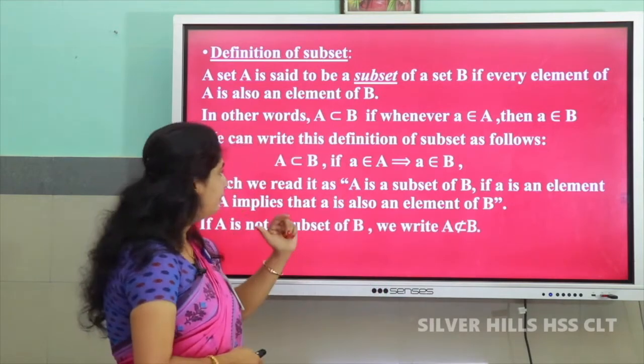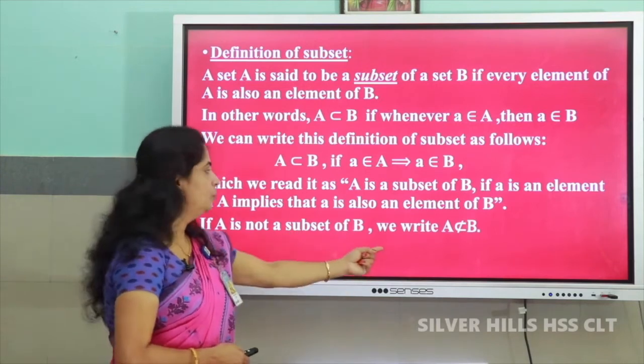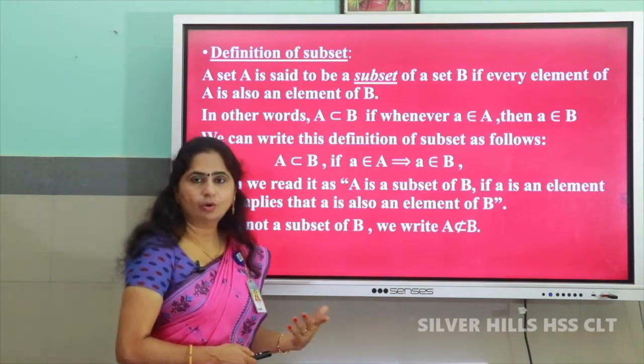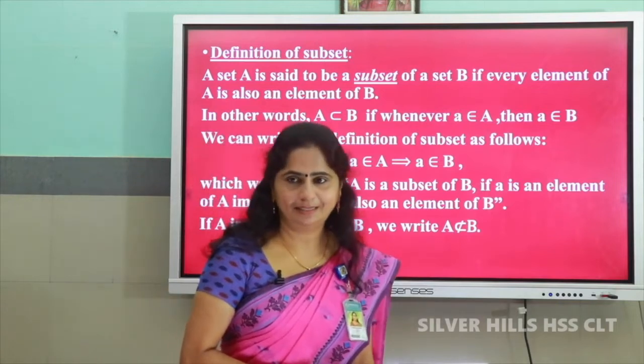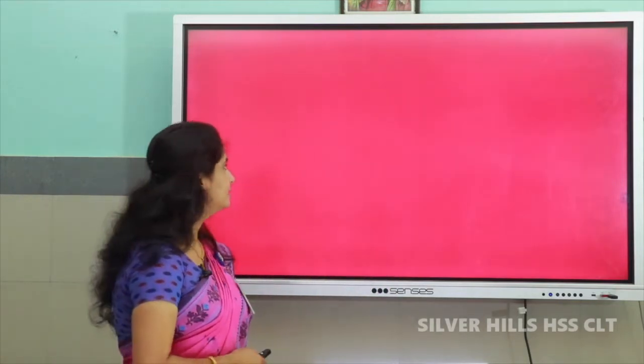If A is not a subset of B, we write in this way. We can also say A is not contained in B. Now let's see some examples.